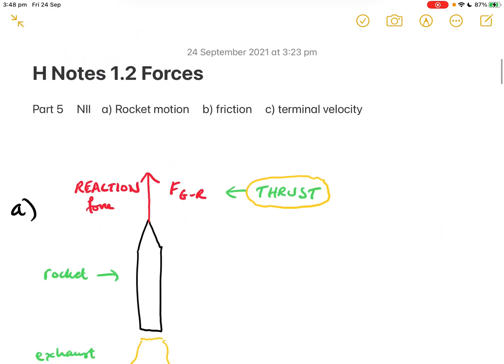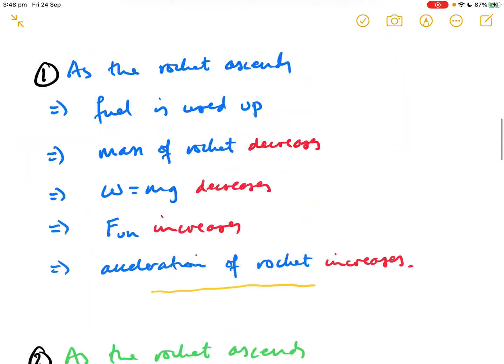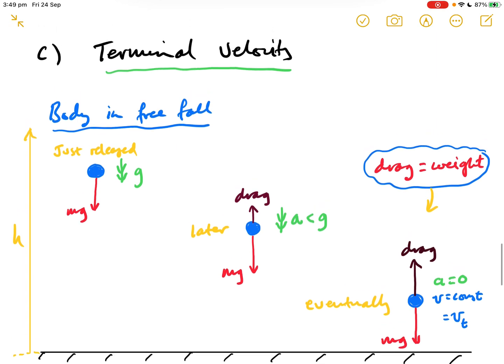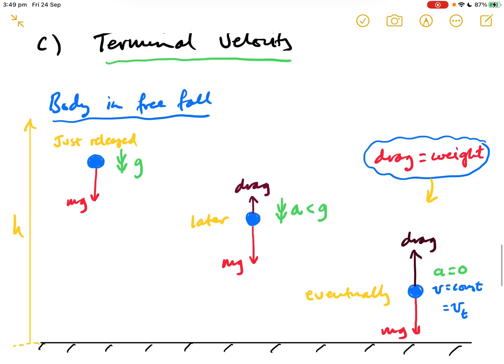This is a continuation of the video notes on 1.2 forces. It ended rather abruptly in the middle of terminal velocity last time, so this one is just going to finish off the section on terminal velocity. So you'll remember that we were thinking of a body free falling from a high height.